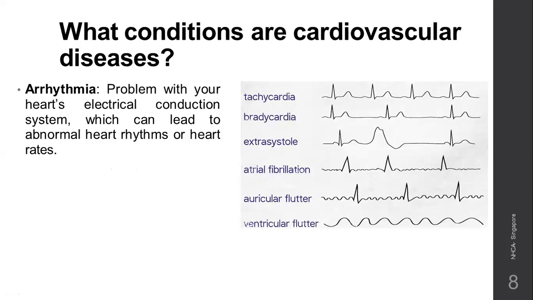One is arrhythmia. As I mentioned earlier, the cardiac rhythm is abnormal. It is a problem with your heart's electric conduction. The heart also has electric conduction, because of which it contracts and relaxes. So when there is a problem in this electric conduction, you get arrhythmia, abnormal heart rhythms.